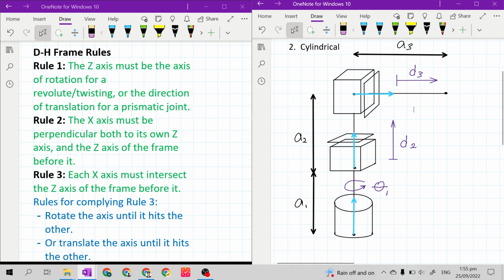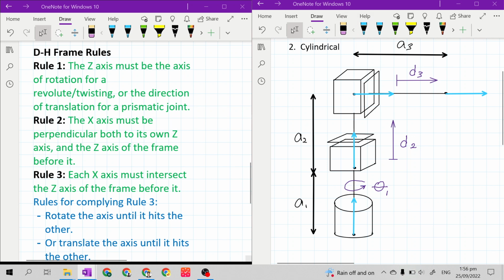And lastly, we need to have a z-axis for the end effector. But the end effector is not a joint, unlike the first three joints. So the common practice for the end effector is to just follow the direction of the z-axis before it. The direction of the z-axis before it is pointing to the right. So these are our z-axes.